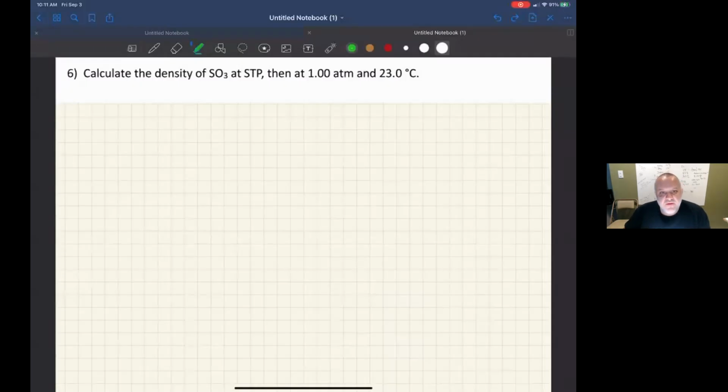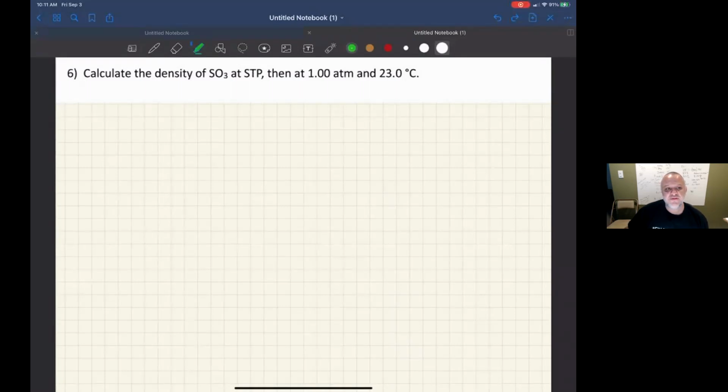Okay, here's a very short problem as far as the wording is concerned, but it's a little bit of a sleeper because it is a longer problem as far as the work is concerned. So it says calculate the density of sulfur trioxide, SO3, at STP, then again at 1 atmosphere and 23 degrees Celsius. We're going to talk about what STP is here in just a second. That stands for standard temperature and pressure.